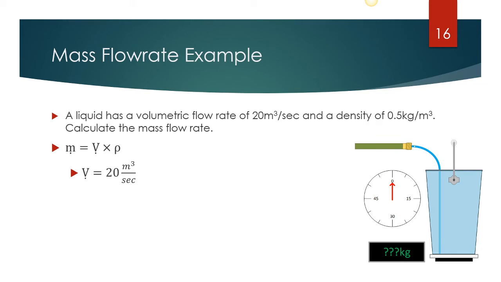So our volumetric flow rate is a given. It's 25 cubic meters per second. And our density is also given. It's 0.5 kilograms per cubic meter. So all we have to do is just plug those right into our formula. So m dot, or our mass flow rate, is going to be 20 cubic meters per second times our 0.5 kilograms per cubic meter. That gives us 10 kilograms per second.